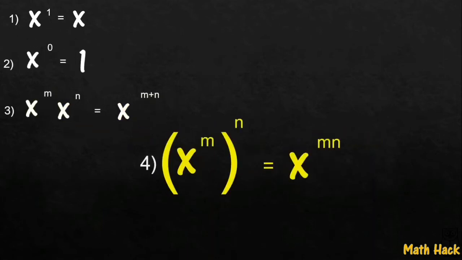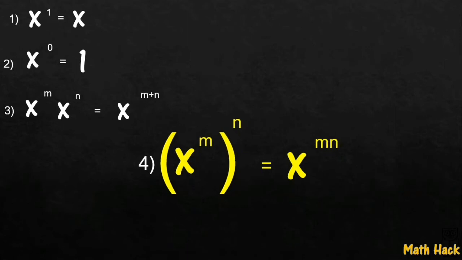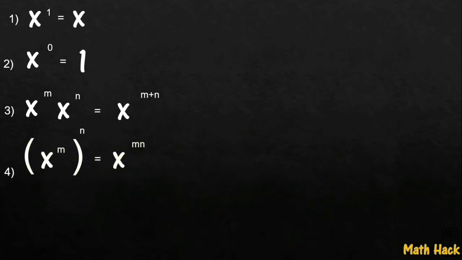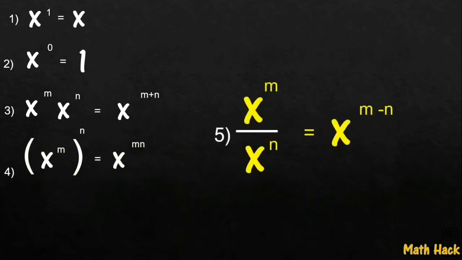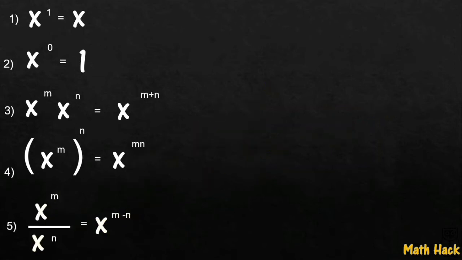Pang-apat, kapag meron tayong dalawang exponents, gaya nito, x raised to the power of m raised to the power of n. It's just equal to x raised to the power of m times n. Number 5. X raised to m divided by x raised to n ay equal lamang sa x raised to the power of m minus n. So, kinokopya natin yung common na base, tapos minaminus natin yung exponent sa taas, nasa baba.